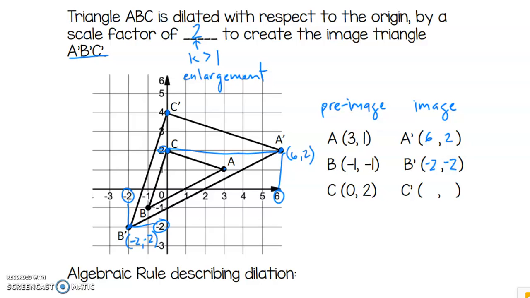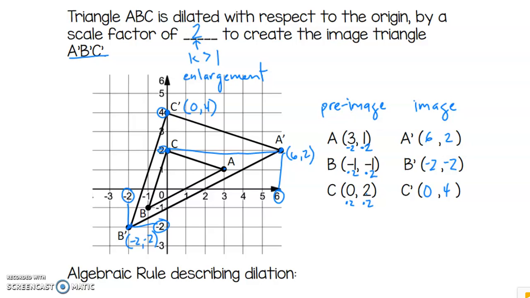And then C prime is up here, and that's at 0, 4. And now look what's happening. If I do 3 times 2, that gets me 6. If I do 1 times 2, that gets me 2. -1 times 2 gets me -2. -1 times 2, -2. 0 times 2 is 0. 2 times 2 is 4. That's how I know my rule.